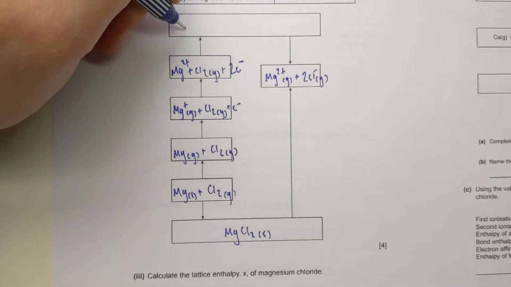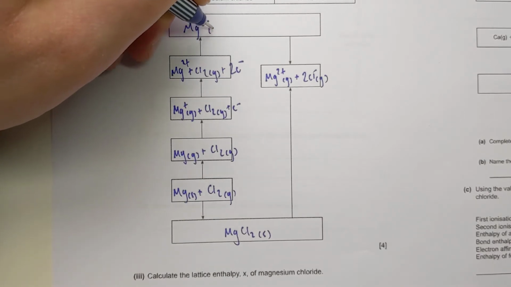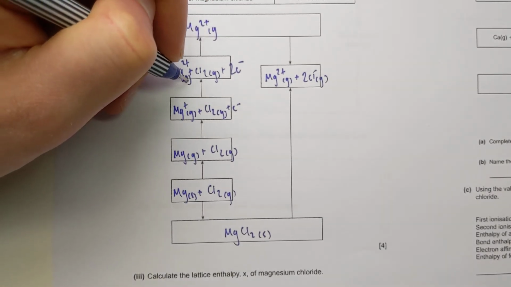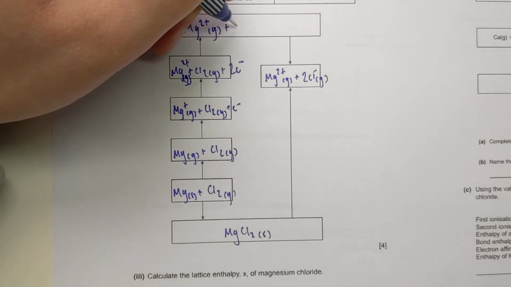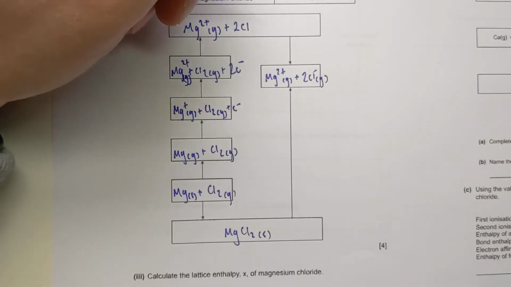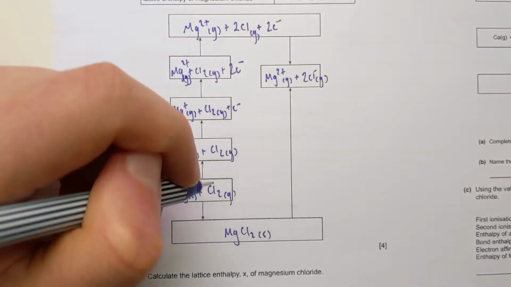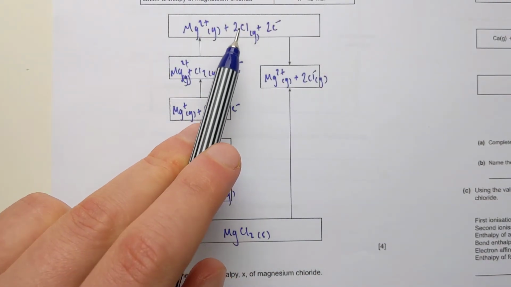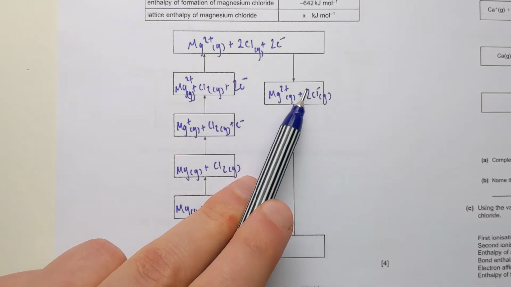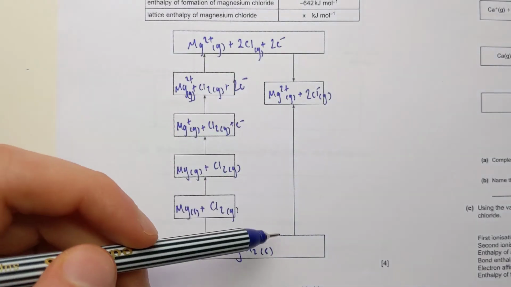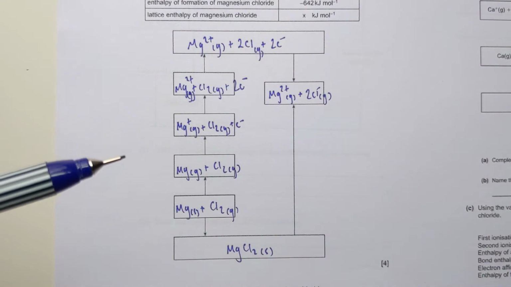Then we want to split up our chlorine, so magnesium is still the same. Oh, forgot the state symbol here. We're going to split it apart into 2 chlorine atoms with 2 separate electrons. And then the final change is that those 2 electrons go into those 2 chlorine atoms to go into 2 chloride ions, which is what is equivalent to our lattice enthalpy being split up.